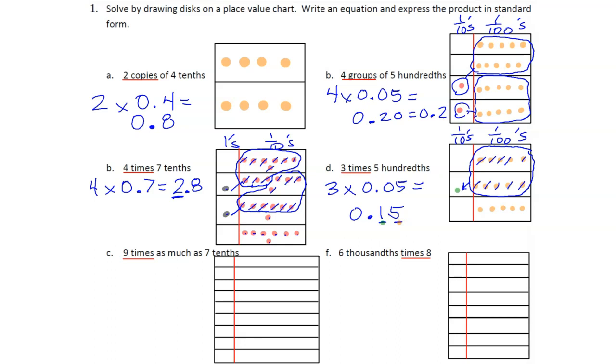C is a little bit longer because we have 9 times as much as 7 tenths. So you notice 1, 2, 3, 4, 5, 6, 7, 8, 9 rows. That means I have 8 partitions to give me 9 rows. So now I'm going to put 7 tenths in each one. Bear with me here. 1, 2, 3, 4, 5, 6, 7. 1, 2, 3, 4, 5, 6, 7.